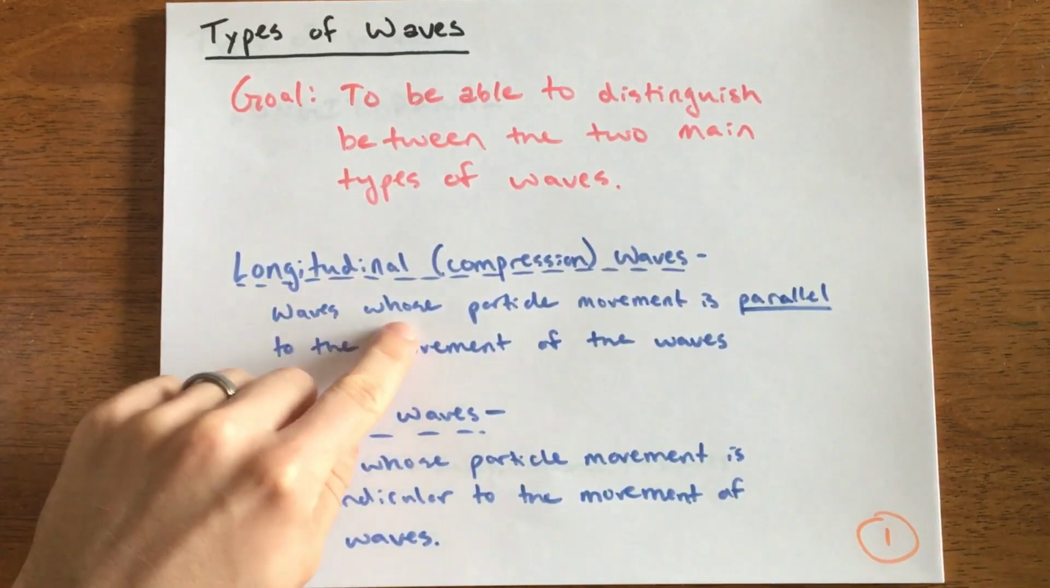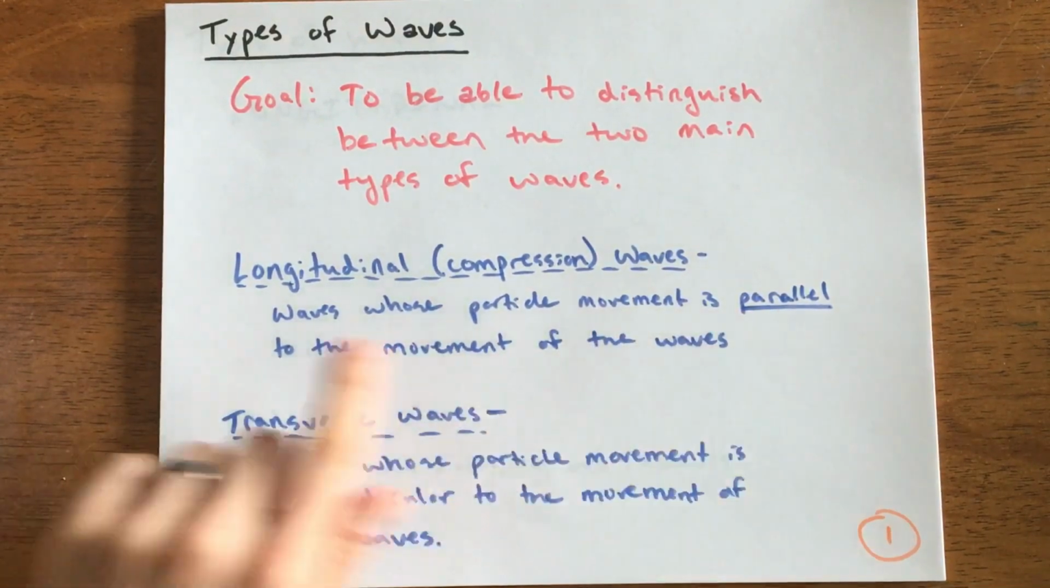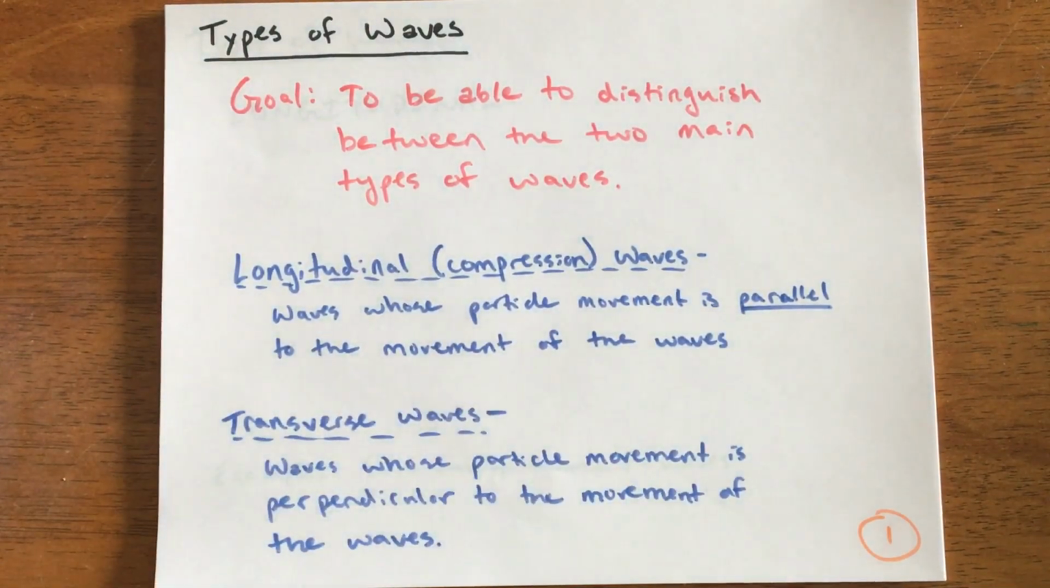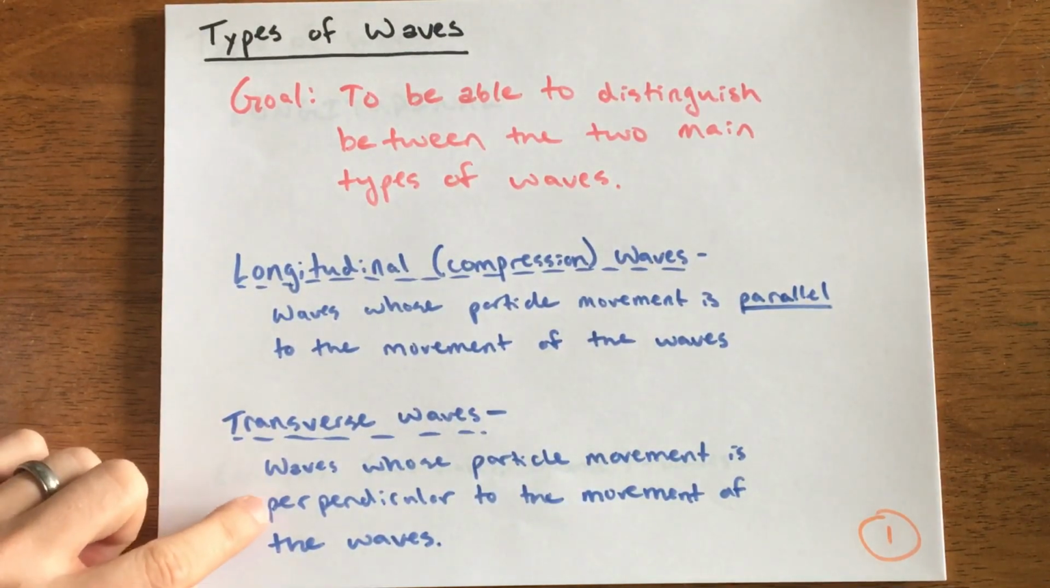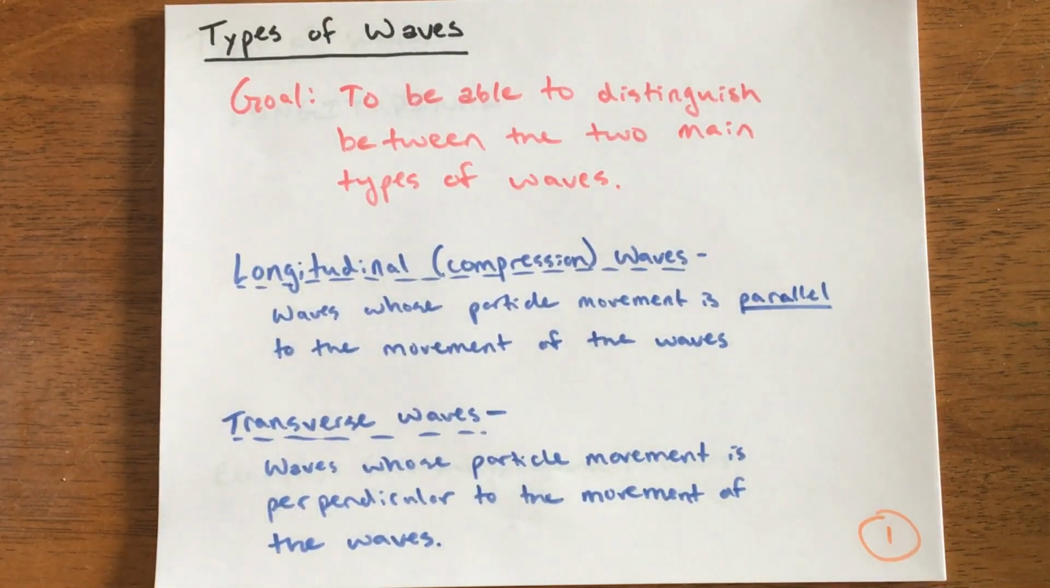These are waves whose particle movement is parallel to the movement of the waves. So the movement of the particles in the medium of the wave is parallel to the direction the wave is going. We'll talk about that in a second. Transverse waves are waves whose particle movement is perpendicular. So rather than being parallel, they're perpendicular, so they're moving kind of side to side compared to the movement of the waves. Let's take a quick look at what that means.